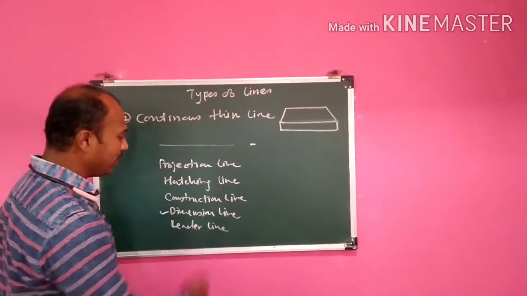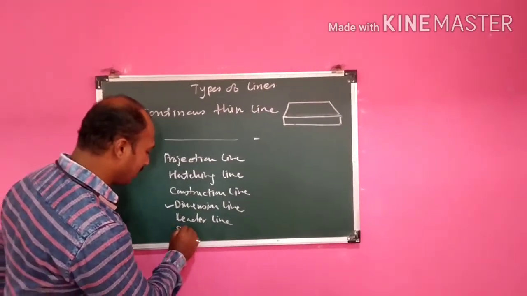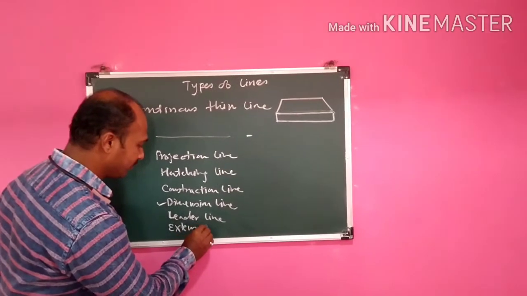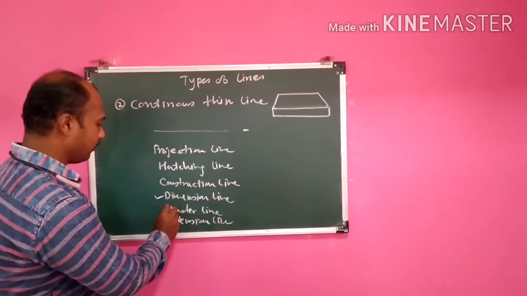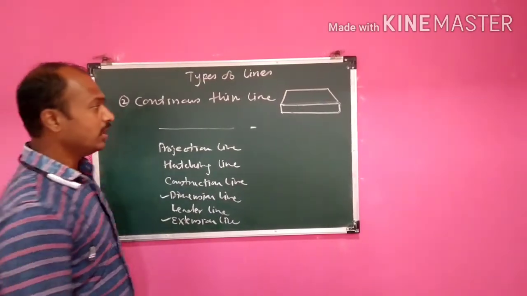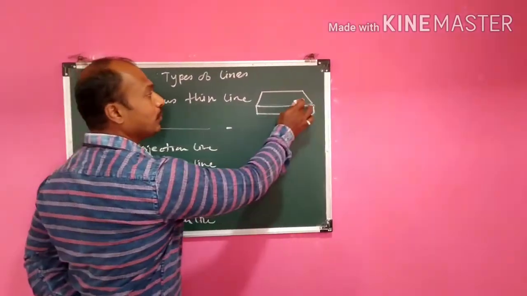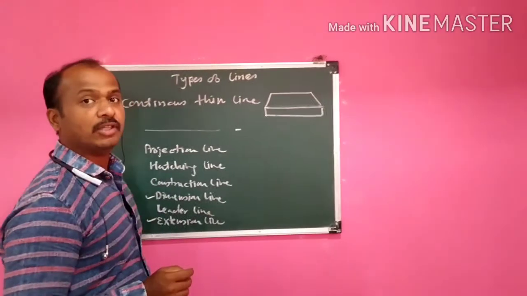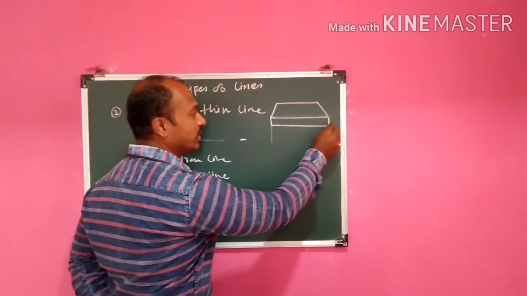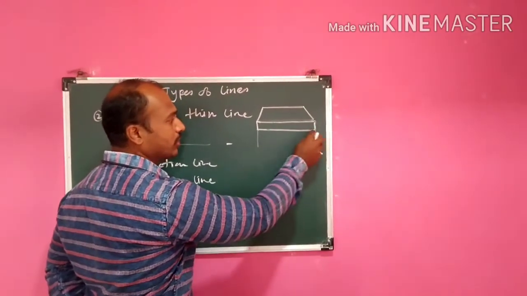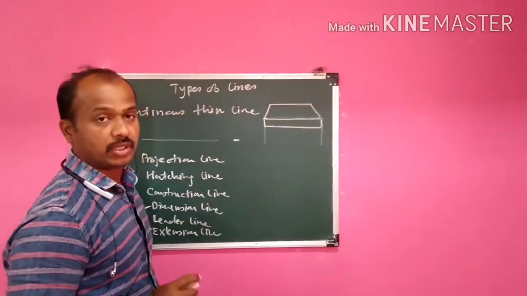Now firstly we see about the dimension line, and one more line is remaining, the extension line. We'll see the meaning of dimension and extension line. Suppose this is a duster, right? And I want to give the dimension to this. So while giving dimension, we are going to draw these two lines from the edge corner of this object.